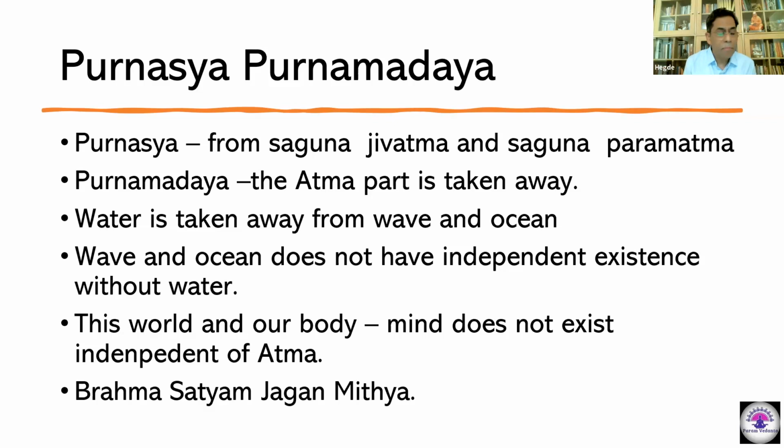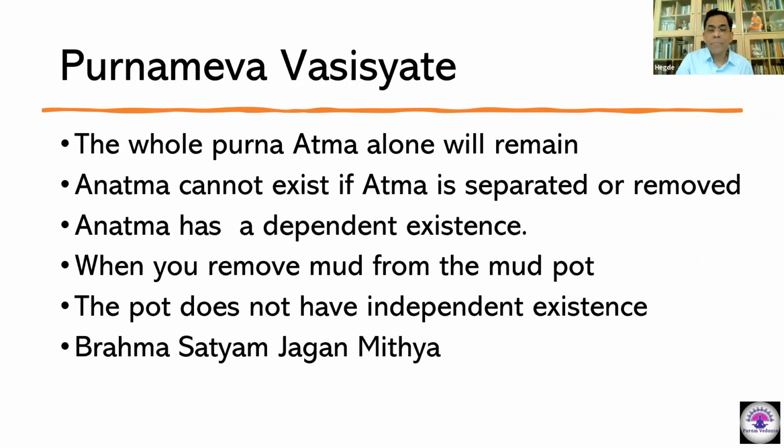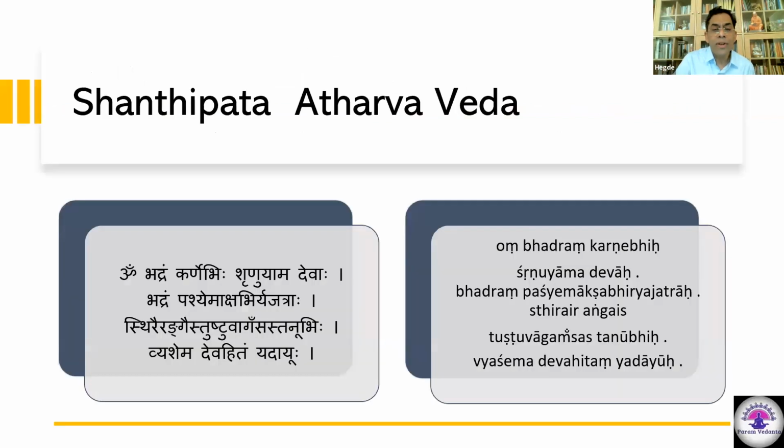That means Brahma Satyam, Jagan Mithya, Anatma does not have an independent existence. So Atma alone is Purna. Anatma does not exist independently. So we need to be able to use this mantra to say, I am whole and complete, and everything that I see and experience is of a lower order of reality.